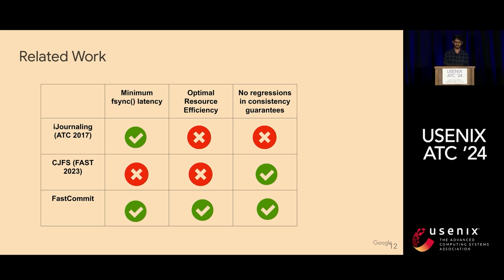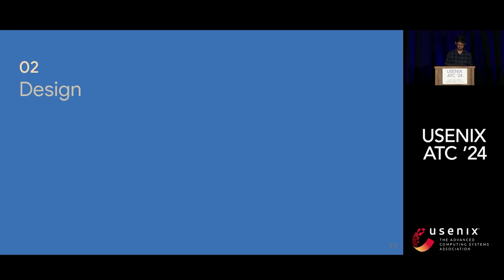CJFS is the state-of-the-art JBD2 optimization that improves JBD2 scalability. In our evaluation, we compare against CJFS. We found that CJFS achieves better performance than vanilla ext4 with JBD2, but the resource efficiency is still worse than ext4. Note that fast commit performs better than CJFS. I'll talk about this during the evaluation. Now let's look at the design of fast commits.